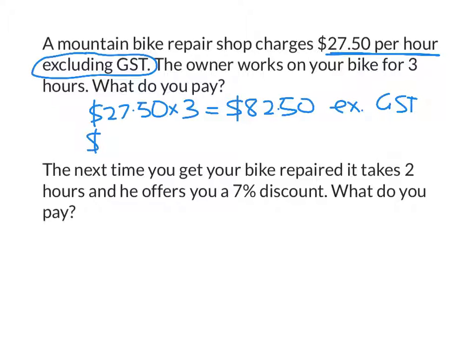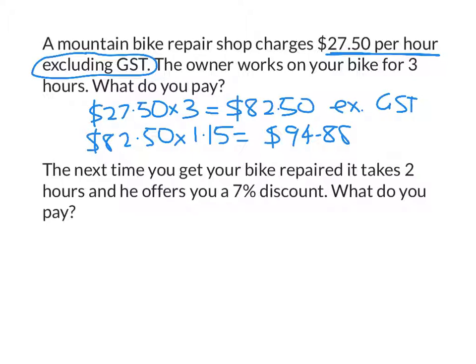And then we can take that amount, $82.50, and we can put on the GST. So I'm leaving the bubble diagram behind now. Times 1.15. And we end up with $94.88. Okay, so that's the first one.